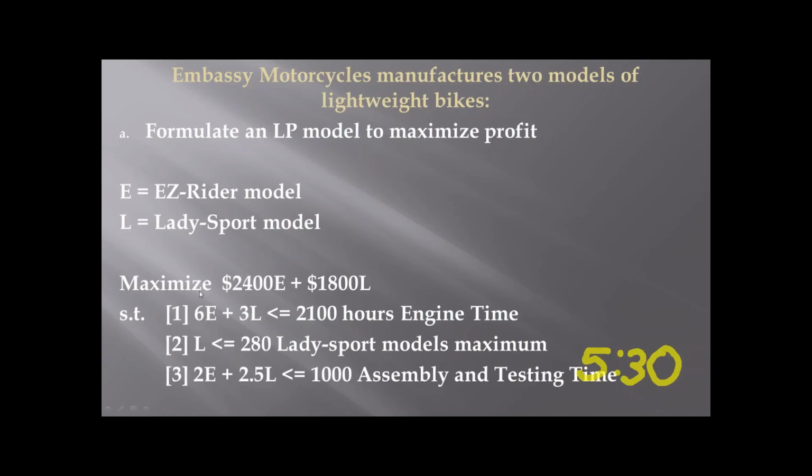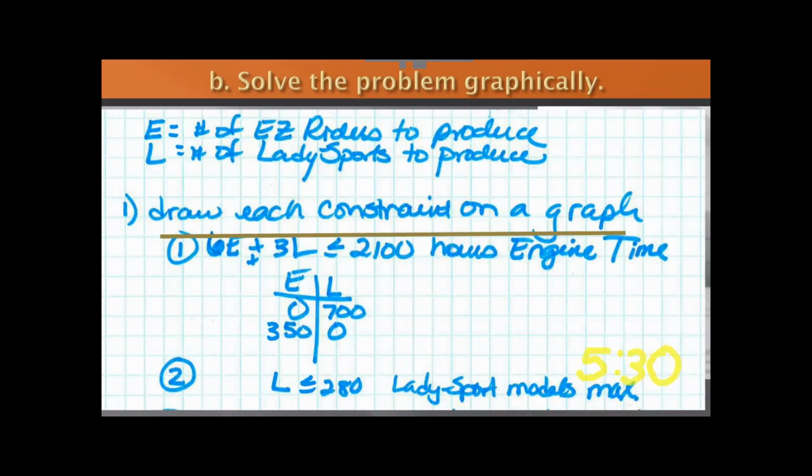So we know that every easy rider takes 6 hours to build an engine, and every lady sport takes 3 hours to build an engine. However many of those easy riders or lady sports we make, we have no more than 2,100 hours available for all of that. And similarly for assembly, we know it takes 2 hours for every easy rider, 2.5 hours for every lady sport to assemble and test it. And over the month, we have no more than 1,000 hours. We could use less if we needed to, but we don't have more than that. That's all the family members we have to work on it.